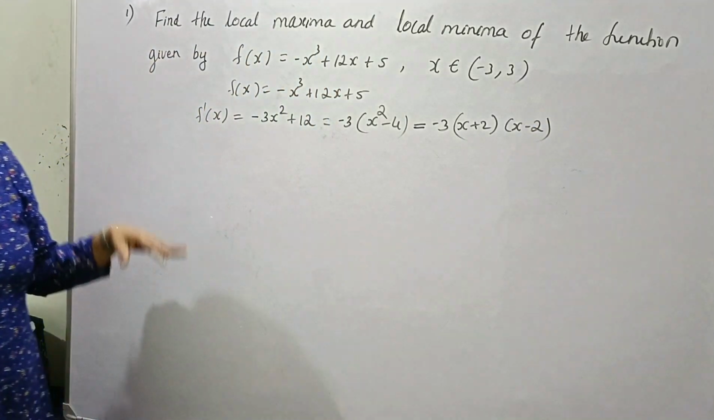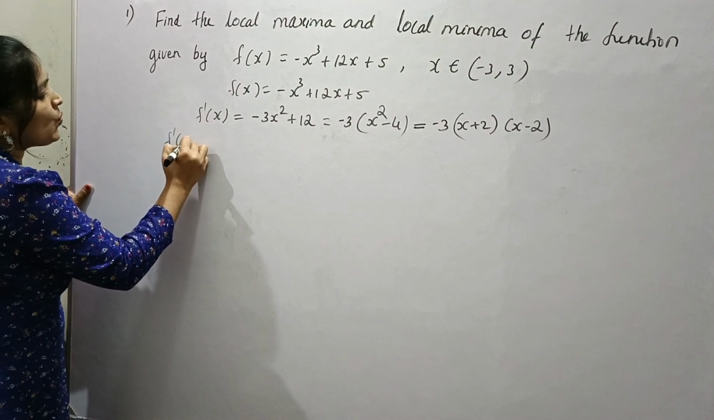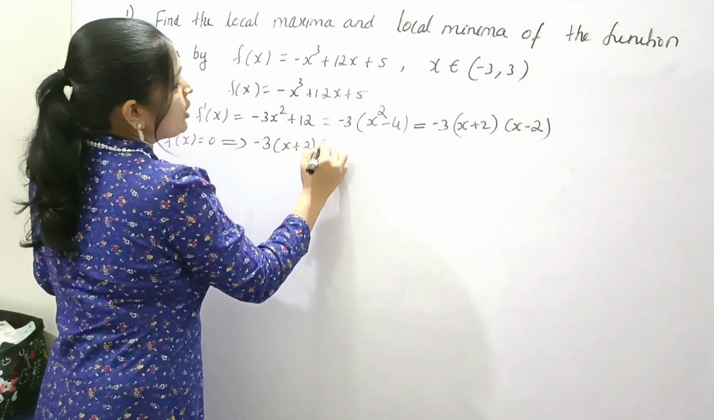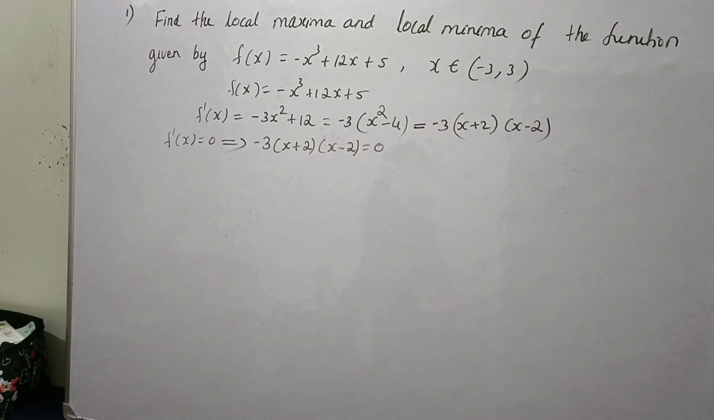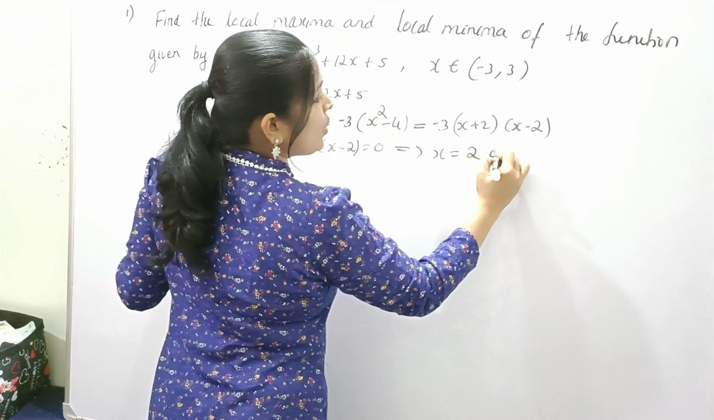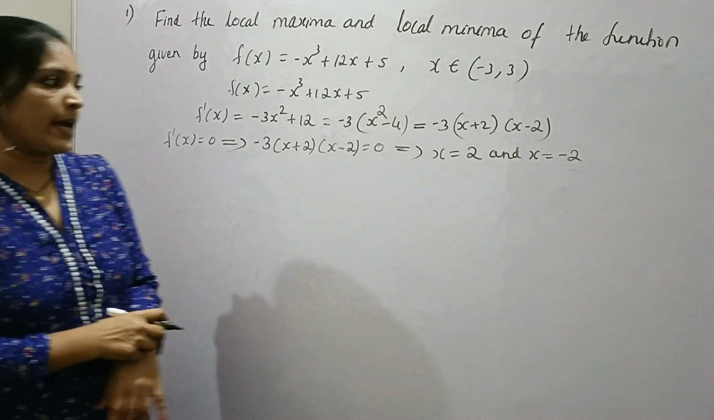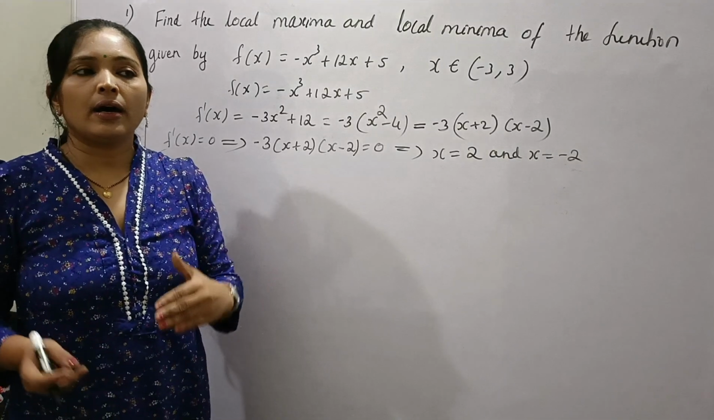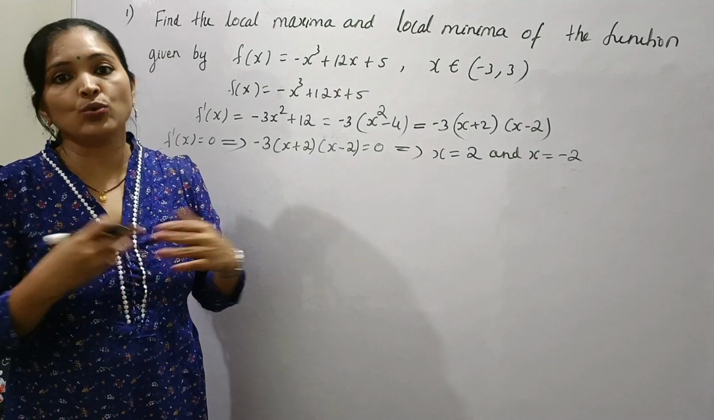Right? So the next step is to set f dash of x equal to 0 to find the critical points. So f dash of x is equal to 0 implies minus 3 into x plus 2 into x minus 2 is equal to 0. That implies x is equal to 2 and x is equal to minus 2. These are the critical points. Next step, listen carefully. First of all, let's take x is equal to 2. Here we will take the immediate neighborhood of 2, that is, less than 2 and greater than 2.